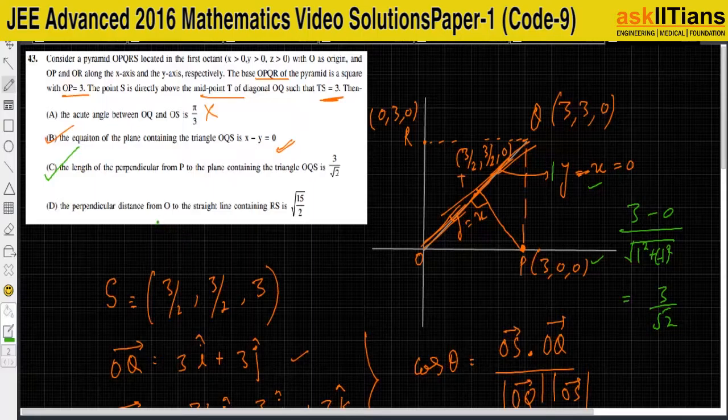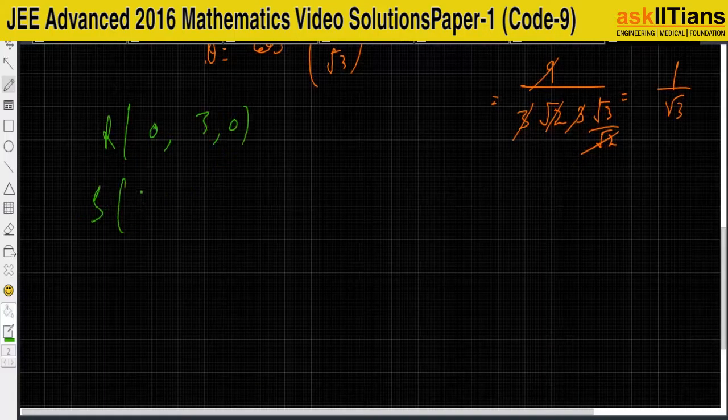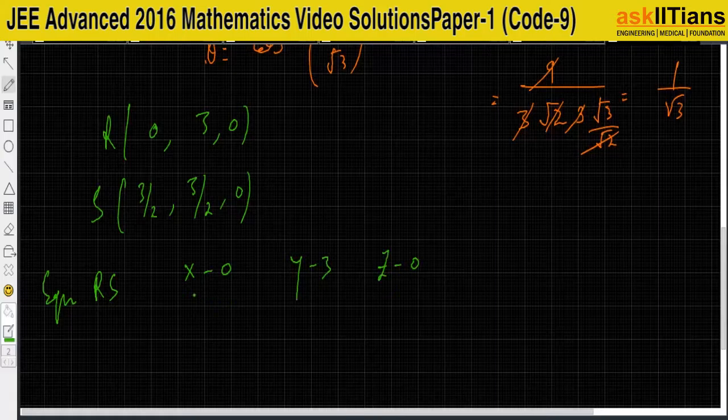And perpendicular distance from O to straight line RS. Now where is RS? This point is R. Point R is 0, 3, 0, and S is 3 by 2, 3 by 2, 3. So what will be equation of RS? Equation of line RS, we can write something like this: x minus 0, y minus 3, and z minus 0, divided by 3 by 2 minus 0, so that's 3 by 2, 3 by 2, and 3.